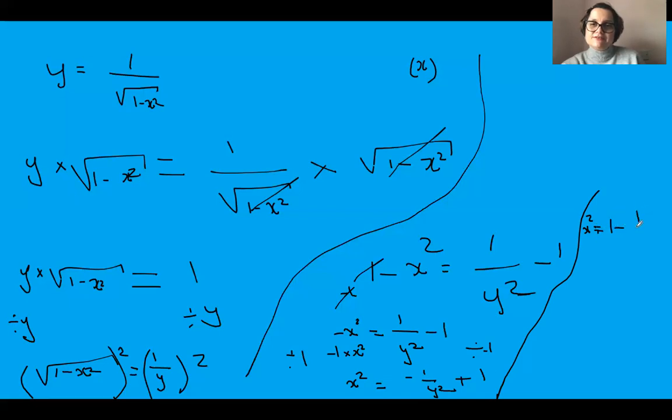Now have a look. So 1 minus 1 over y to the power of 2, and so to find the x, it's to the power of 2, so we simply do the square root of both sides, and then the final answer is going to be x equals square root of 1 minus 1 over y to the power of 2. Okay, and that's it.